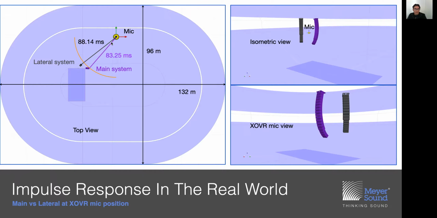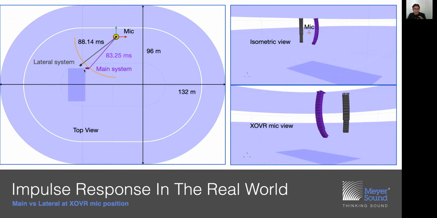As you could see, we have over here the top view section, and you can see that we have a mic position over here. From that, we did a small arc just to show you that the lateral system is further away from the microphone than the main system. You could also see the milliseconds that we are getting for the propagation delays in terms of the mic position and these two systems.